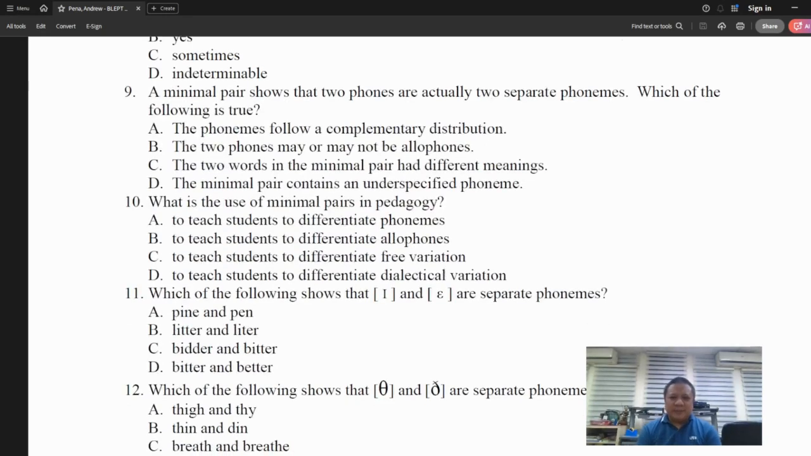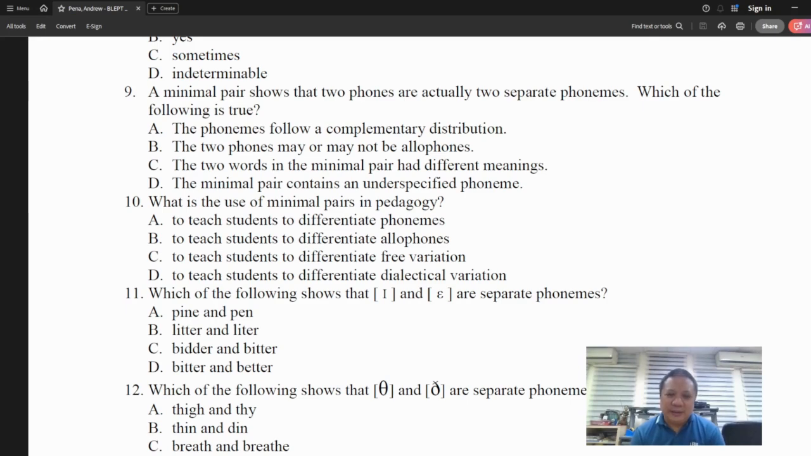Number 9. A minimal pair shows that two phones are actually two separate phonemes. Which of the following is true? A. The phonemes follow a complementary distribution. B. The two phones may or may not be allophones. C. The two words in the minimal pair had different meanings. D. The minimal pair contains an underspecified phoneme. Well, if a minimal pair shows that two phones are actually two separate phonemes, that means C. The two words in the minimal pair had different meanings. They have to have different meanings when there's a change in sound.